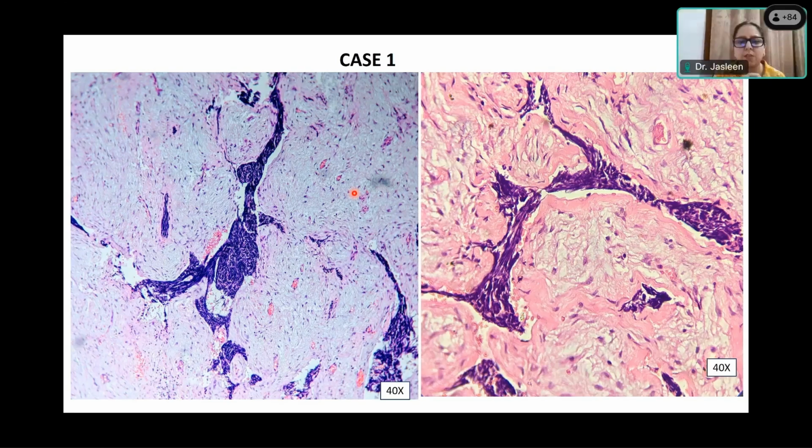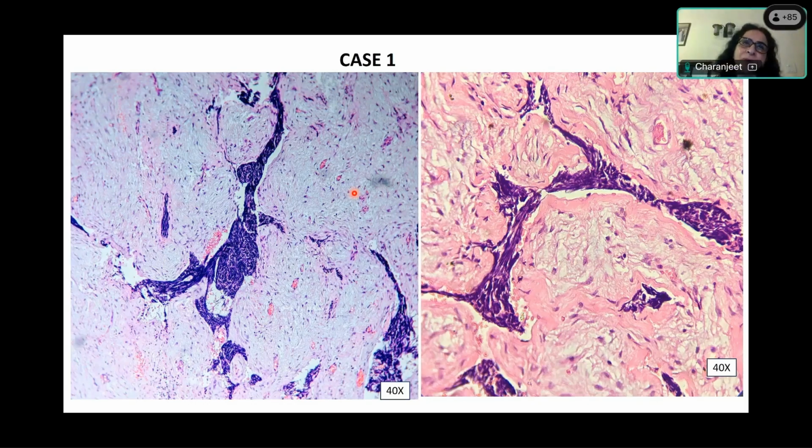Rosettes, we can see rosettes also in neuroblastoma. What is the name of those rosettes? They have a name, no? What are they called? Homer Wright. Okay, Homer Wright rosettes. Anything else in a neuroblastoma?